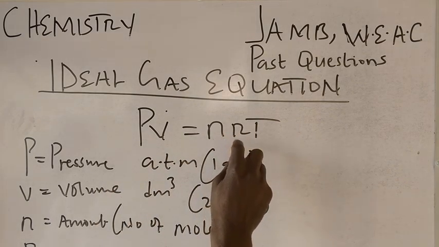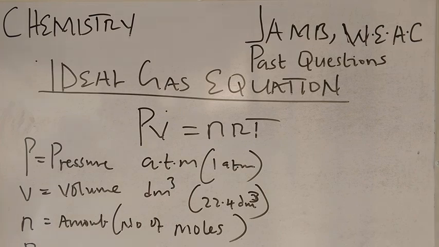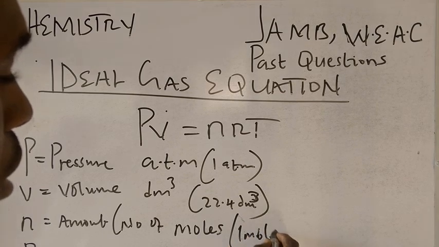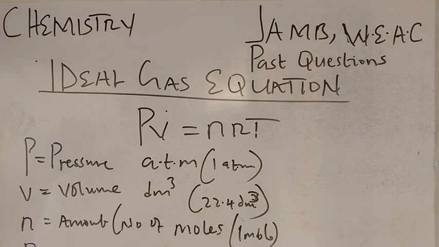Let us get the value of R. What is the value of R? As you can see, all these ones have values. The number of moles or amount is always 1 mole. That's the constant.